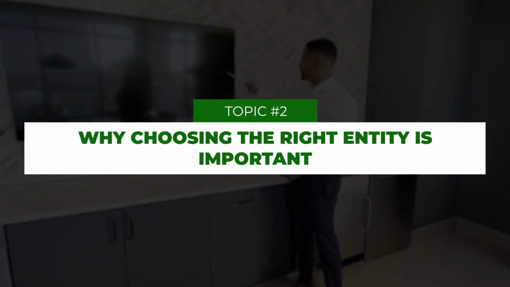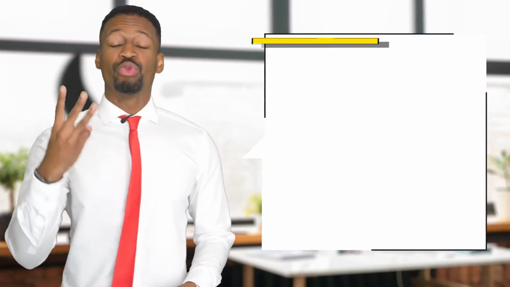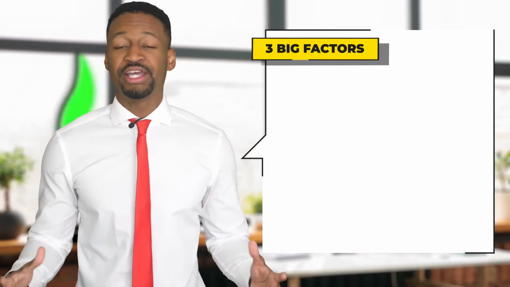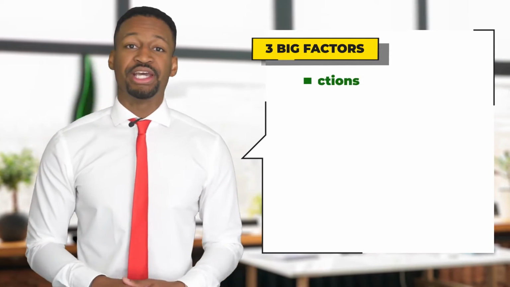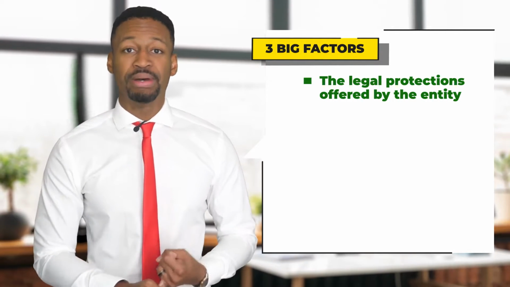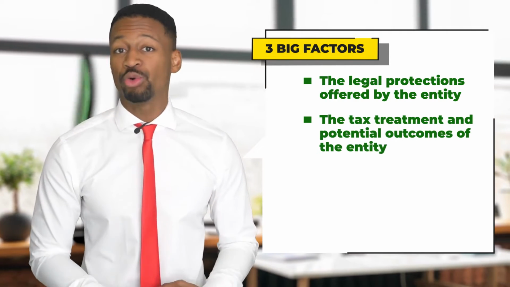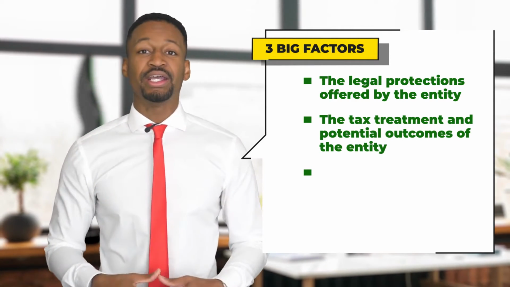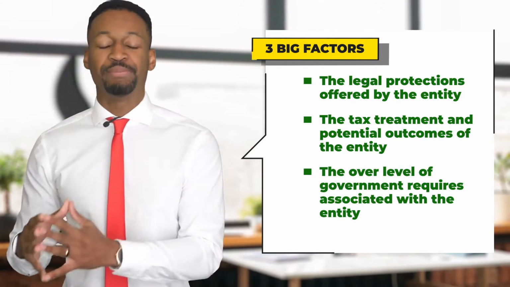Okay, now that you understand all that and what a business entity is, let's talk about number 2, why choosing the right business entity is so important. So there are 3 big factors that you want to take a look at when deciding how to structure your company. Okay, you want to take a look at the legal protections offered by the entity. You also want to take a look at the tax treatment and potential outcomes of the entity, and the level of government required associated with having that particular entity.